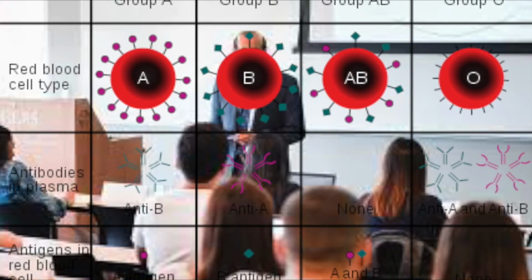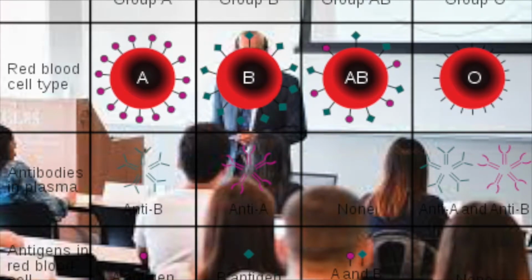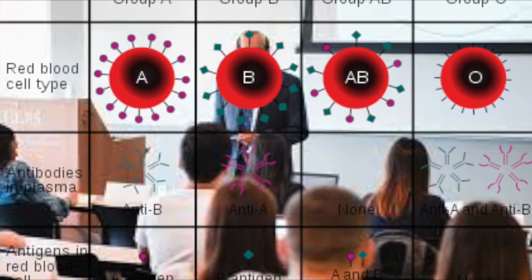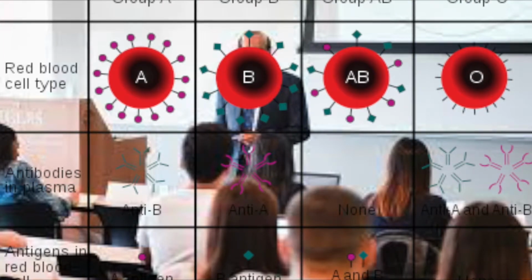Excuse me. Is that why the O blood type is considered a universal blood type? Because it can form antibodies with either A or B antigens?